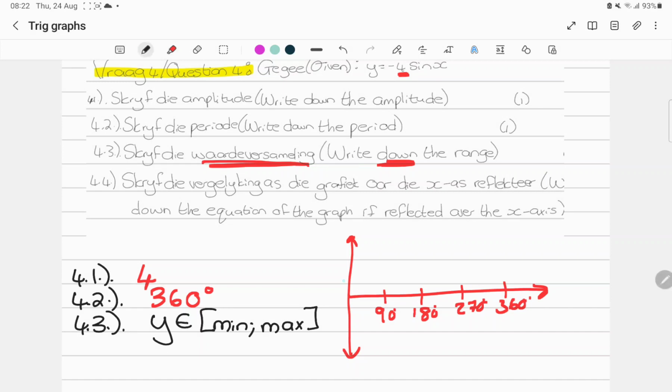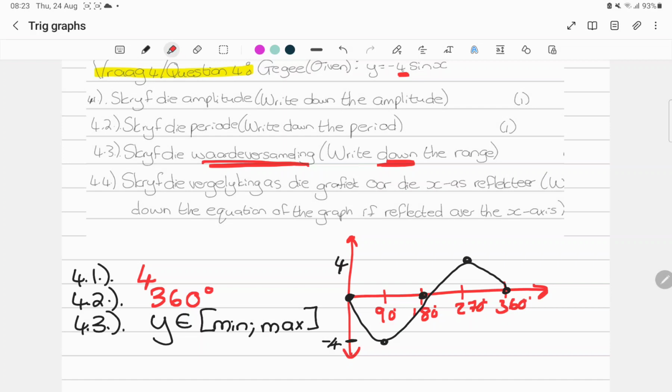Alright, so now I see at 0, I'm going to have a 0. At 90 degrees, I'm going to have minus 4. At 180 degrees, I am back to 0. At 270, I am at 4. And then at 360, I am back at 0. So this is just a rough sketch of how my graph will look.